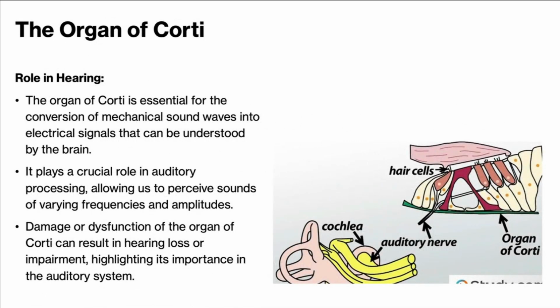So the organ of Corti is important for converting mechanical sound waves into electrical signals that can be understood by the brain. It's very important for auditory processing. It allows us to perceive sounds of different frequencies and amplitudes. And if there's any damage or dysfunction, it can lead to, of course, hearing loss or hearing impairment. So the organ of Corti and the cochlea are very, very important. So just remember that the organ of Corti can be found within the cochlea.